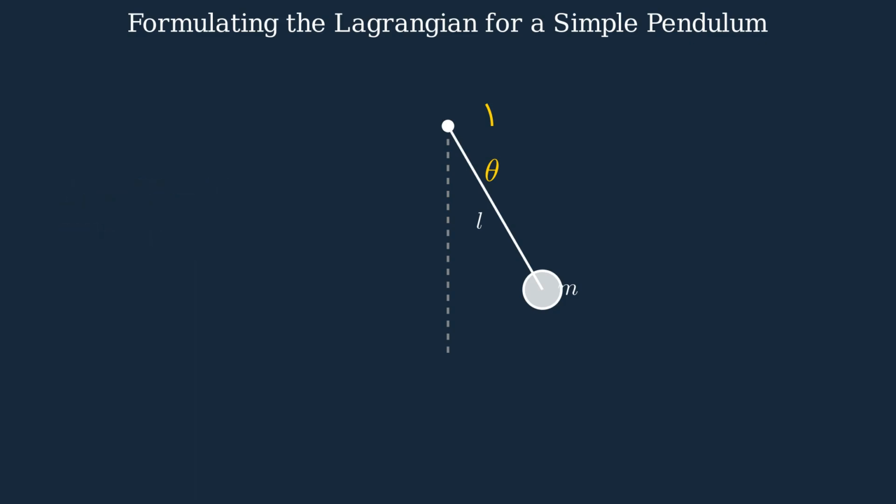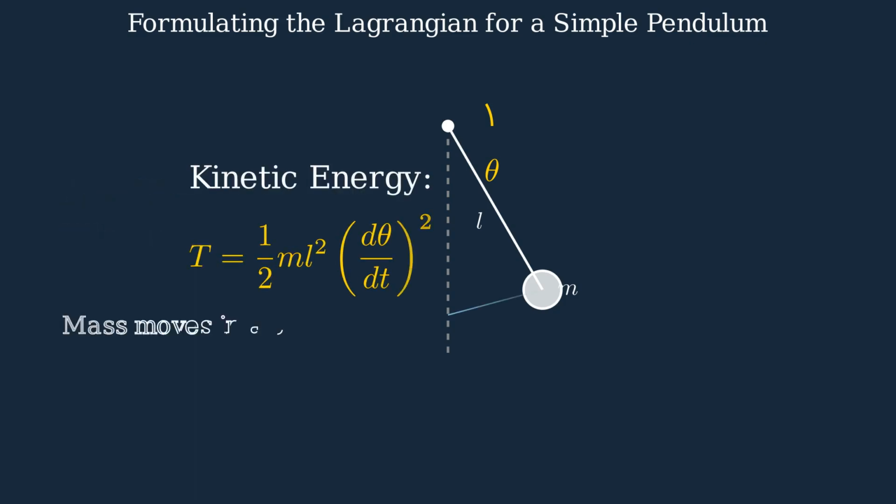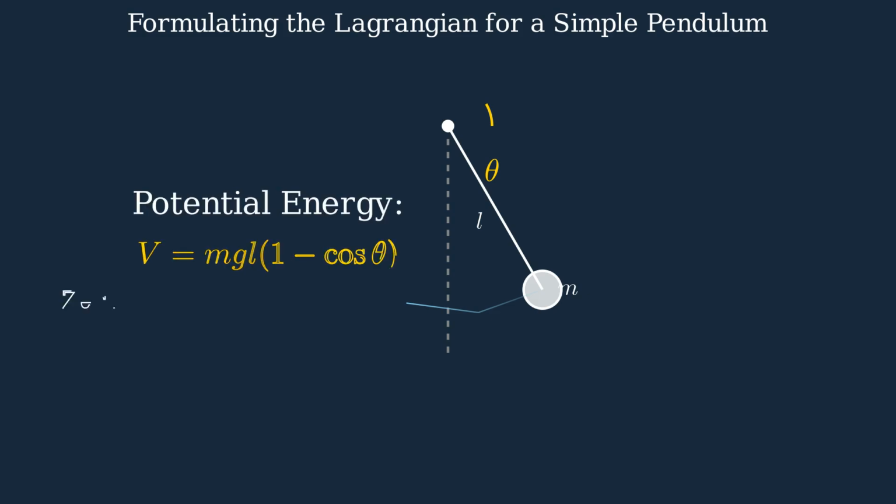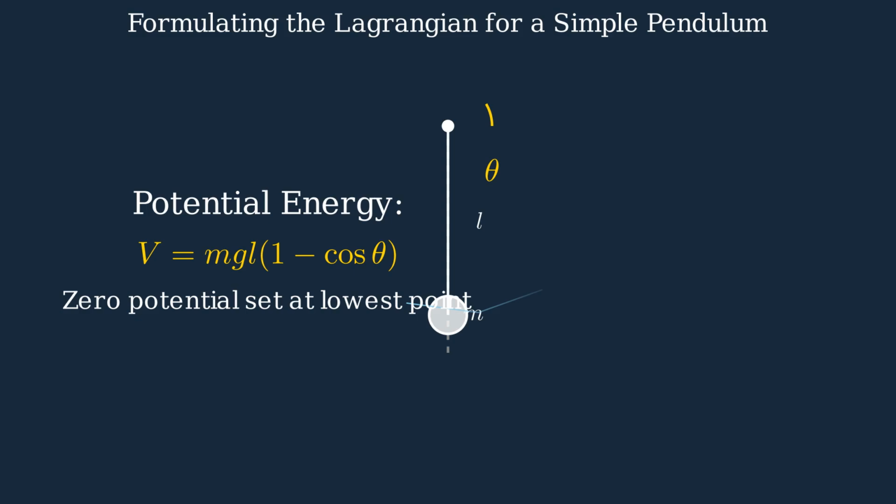For the pendulum, the kinetic energy is 1/2 mL squared times the square of d theta dt. This formula represents the energy of the mass moving along a circular path of radius L. The potential energy is mgL times 1 minus cosine theta. Here, we set the zero of potential energy at the lowest point of the pendulum.